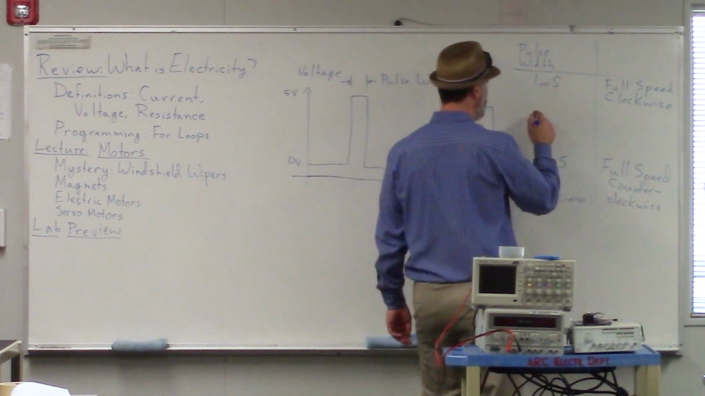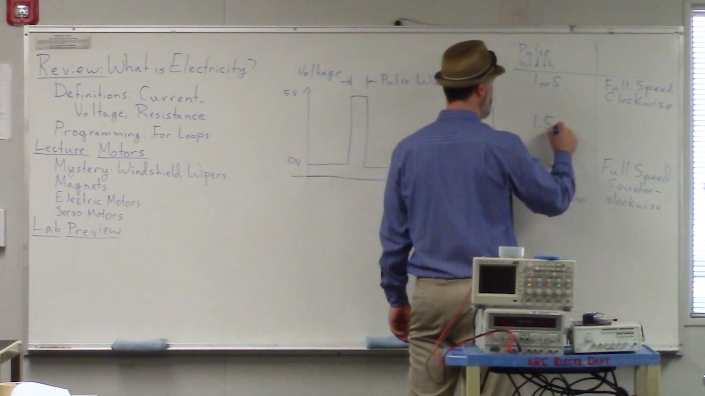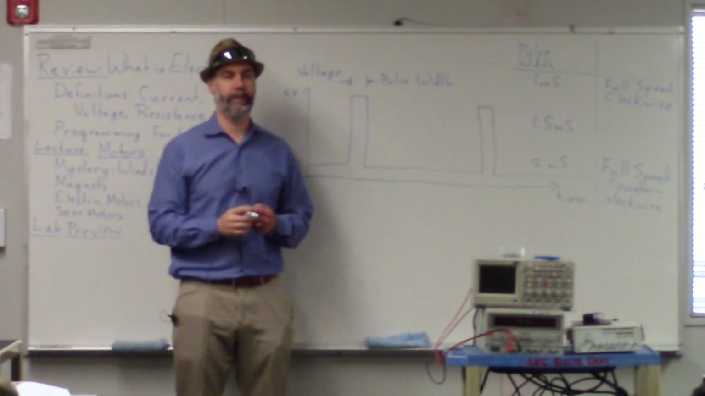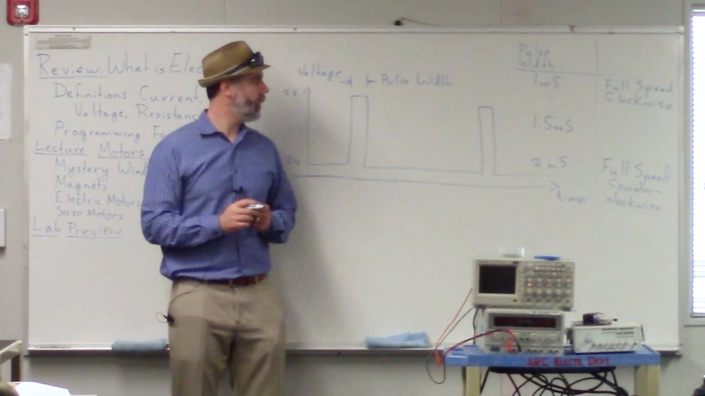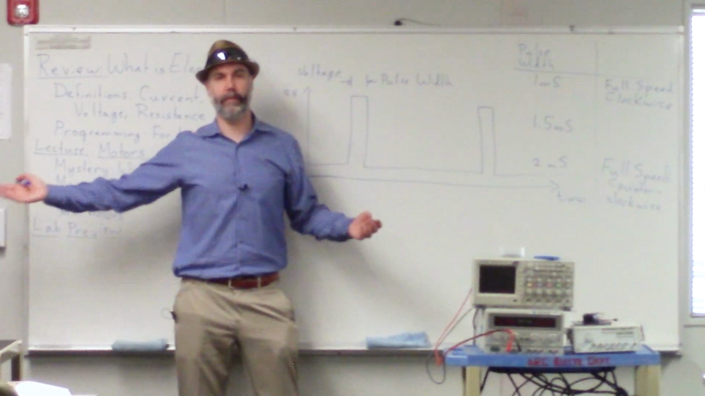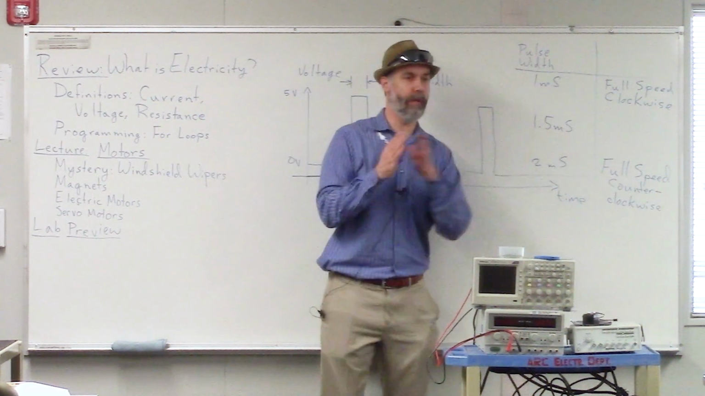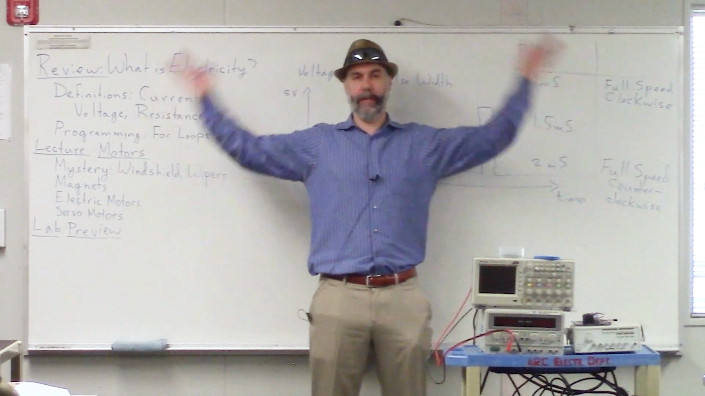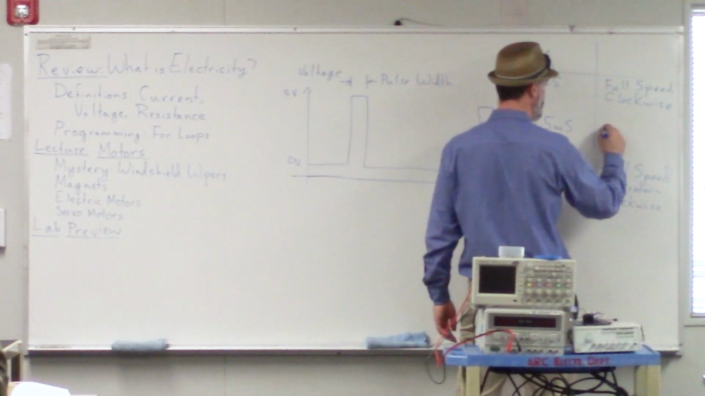So what do you think it would mean if I sent the motor a command of 1.5 milliseconds? Any idea? Well, 1 millisecond is full speed in this direction. 2 milliseconds is full speed in that direction. Yeah? That's exactly right. 1.5 milliseconds is right in the middle, and halfway between full speed that way and full speed that way is stopped. So 1.5 milliseconds tells the motor to stop.